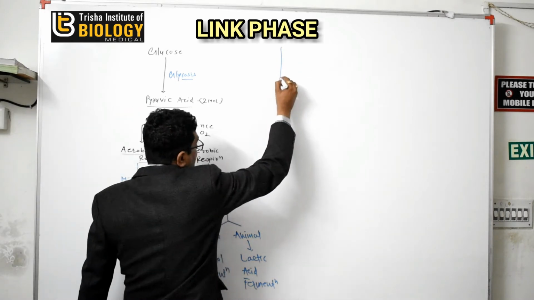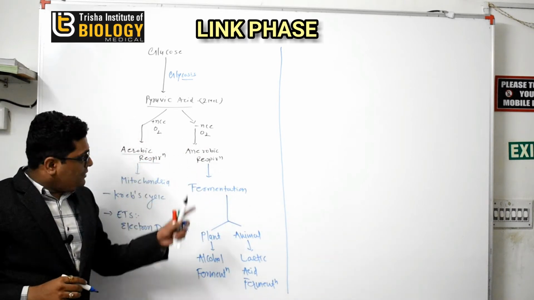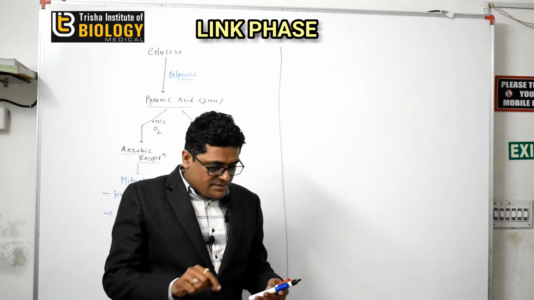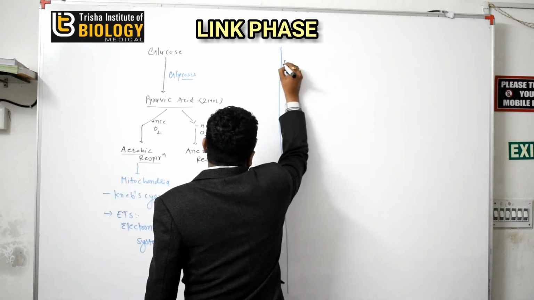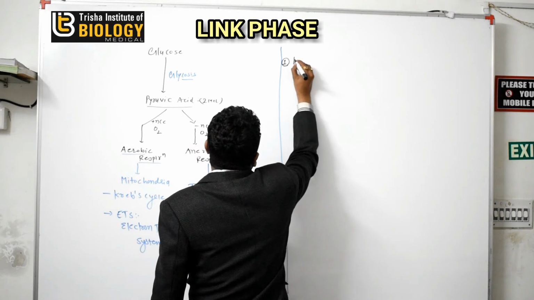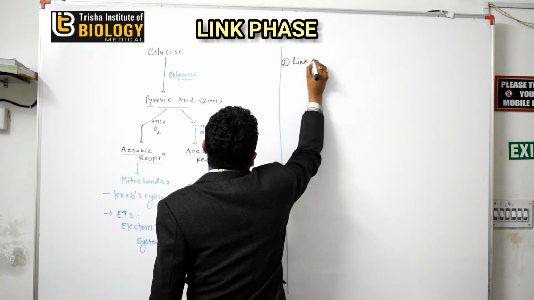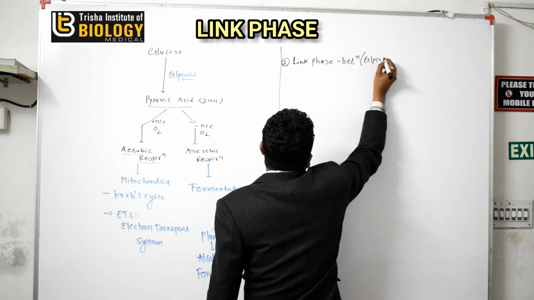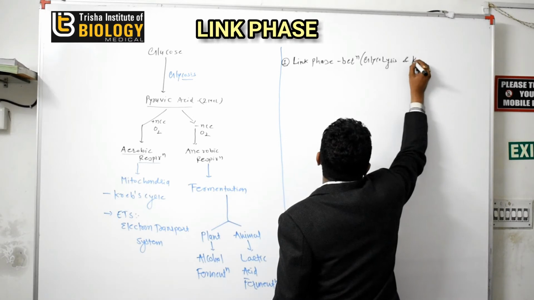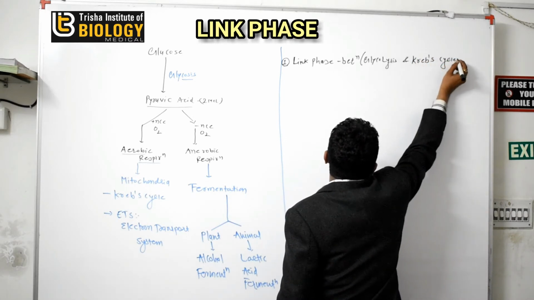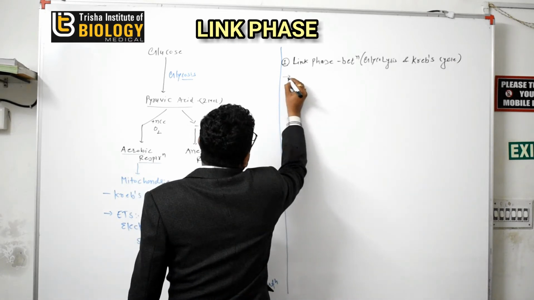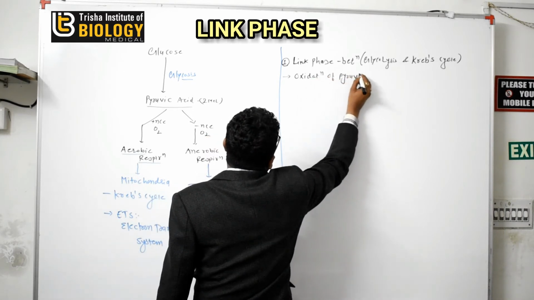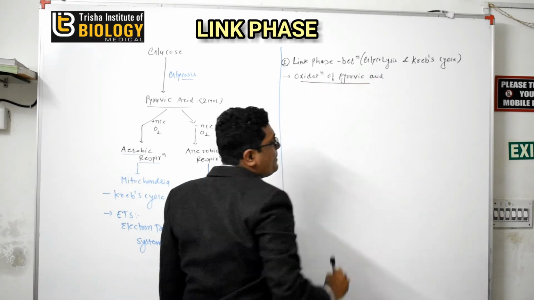So now let us discuss the aerobic respiration. Whenever pyruvic acid, if oxygen is available, goes into aerobic respiration, where will it go? Into the Krebs cycle. But before entering the Krebs cycle, there is the oxidation of pyruvic acid. This step is known as the link phase between glycolysis and Krebs cycle, or the oxidation of pyruvic acid.